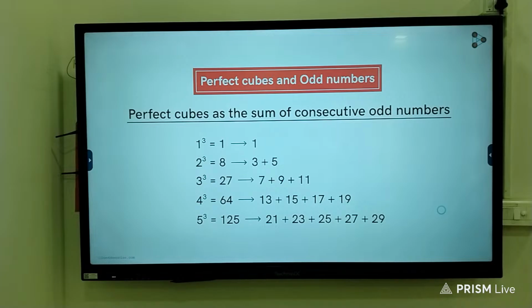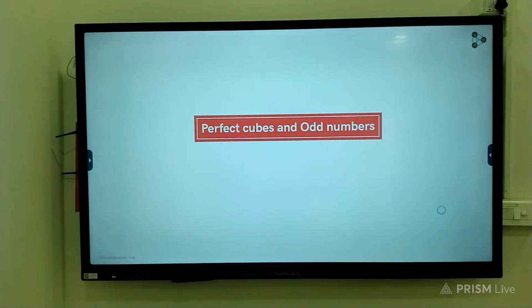Now, consider the difference between cubes of two consecutive natural numbers. For example, 2 cube minus 1 cube. We get the difference as 7. Now, we can express this 7 as 1 plus 2 into 1 into 3. Why should we represent 7 in such a manner?